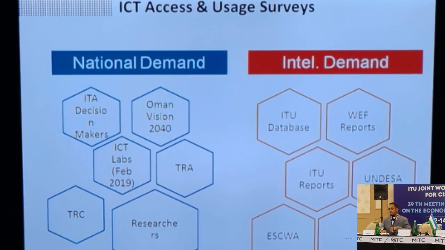There is also international demand, like the ITU database. Usually, we update the database on a yearly basis. This update is very important for the Global Competitiveness Report and the Global Information Technology Report produced by the World Economic Forum. Also, ITU reports have the Measuring the Information Society. The indicators which we collect through this ICT Access and Usage Survey are very important internationally. Also UNDESA, for the report called the UN e-Government Survey. There are a number of indicators which are very important to benchmark Oman among world societies.